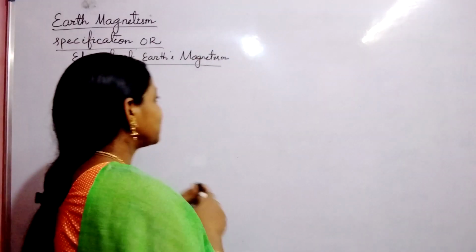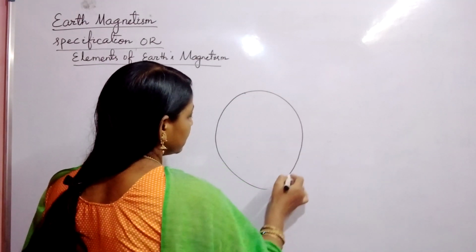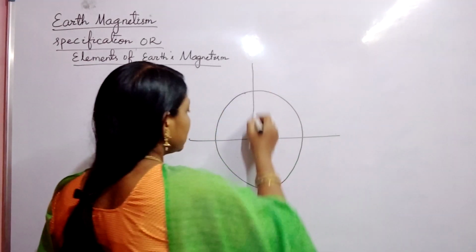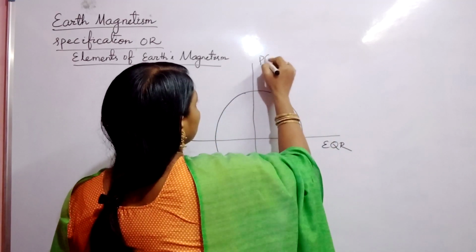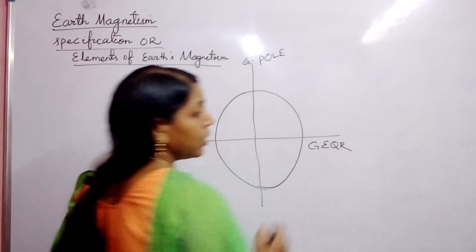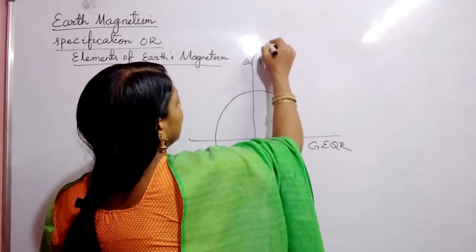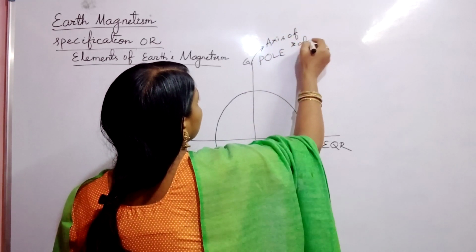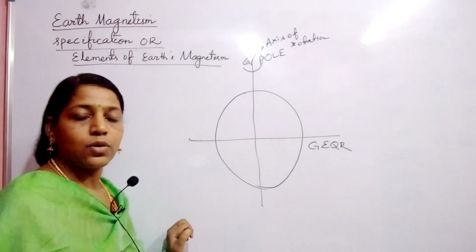Let's start. So let this be our earth. Now this is our equator. This is our pole. Which pole? Geographic pole, geographic equator. So this line is called the axis of rotation. This is the axis of rotation.